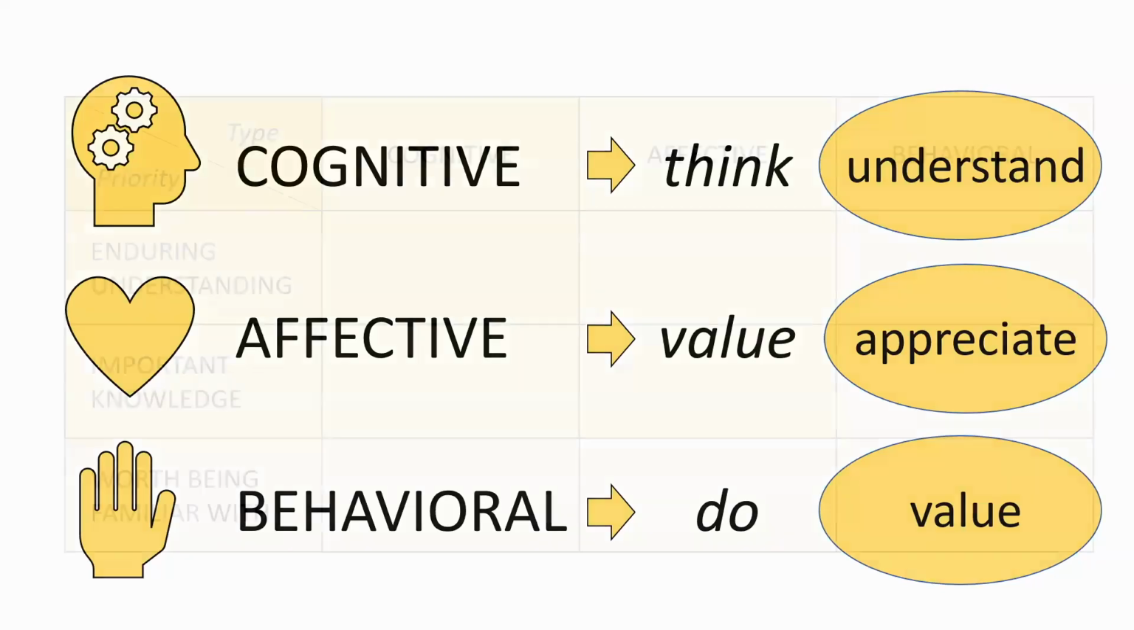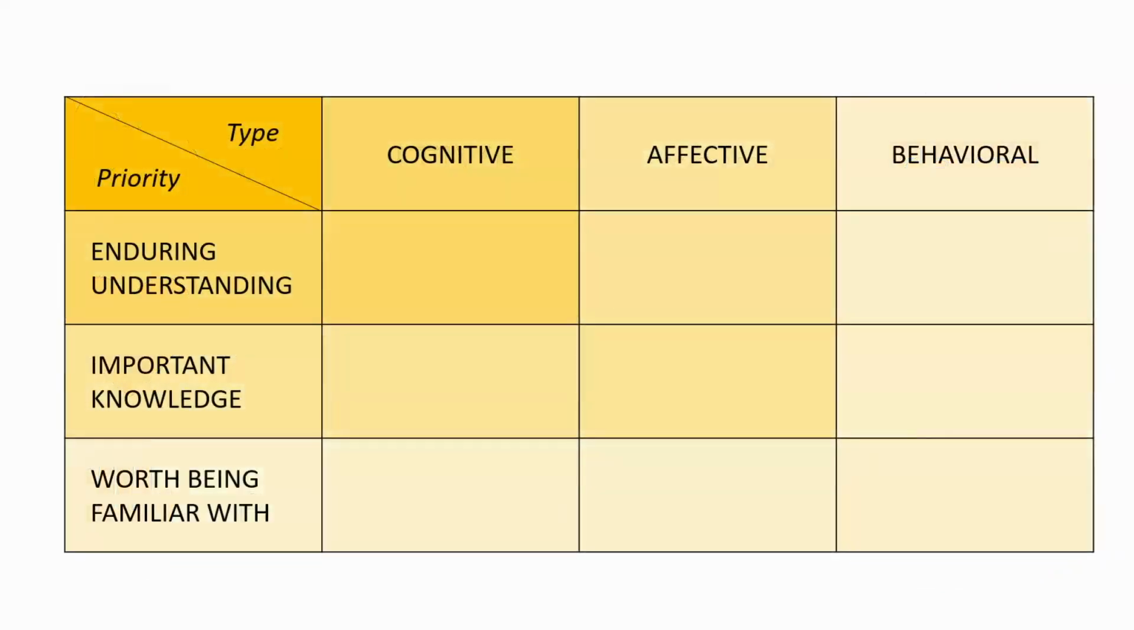If you put these two together and think about the type and the priority, this is one way I visualize it: there can be enduring understandings at each of these types, cognitive, affective, behavioral. Not every class has to fill in all nine boxes. In fact, that would probably be a disaster. Not every course has to fill in all of these.